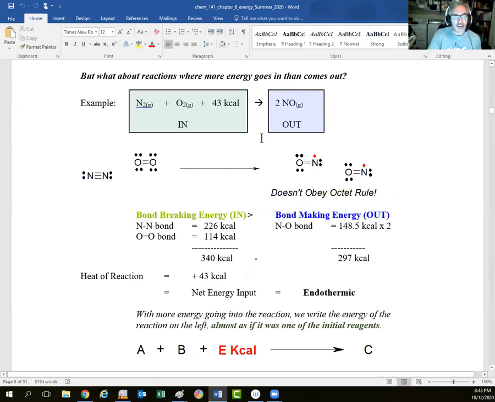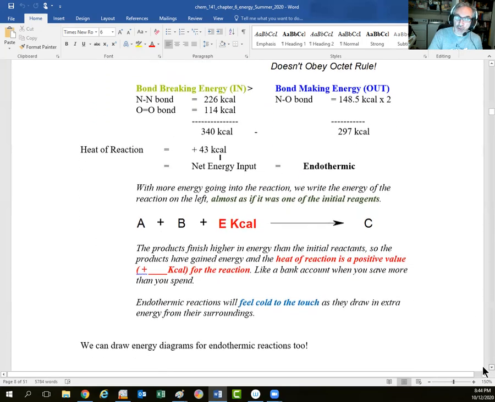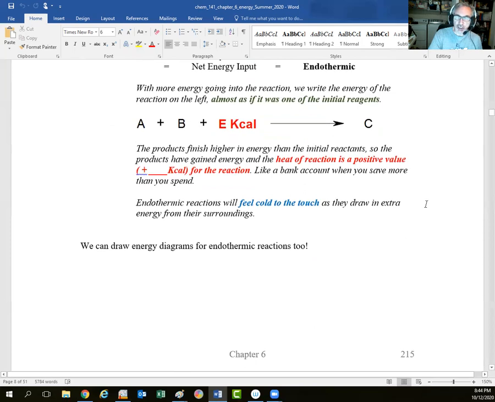So for reactions which absorb more energy, we see that enthalpy on the left. That enthalpy is also a positive integer because more energy is going in than coming out. And these reactions are the reactions which feel cold to the touch because they're consuming more energy than they produce. They have to take that extra energy from their surroundings, which will feel colder.